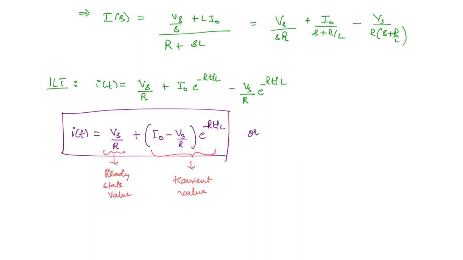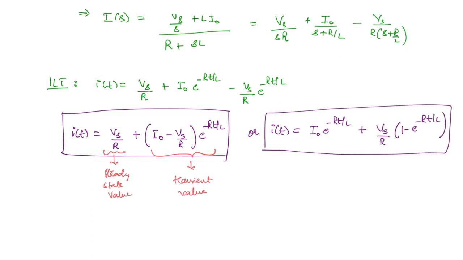What is the other way of writing it? First one is, if you remember, I naught e to the power minus Rt by L. This was the source free RL circuit response, initial value of current into the decaying part, right? So this we can take out and the rest of the part is Vs by R into 1 minus e to the power minus Rt by L. So this is one way of writing it. The first part is the natural response, that is the output due to initial conditions. And the second part is the forced response.